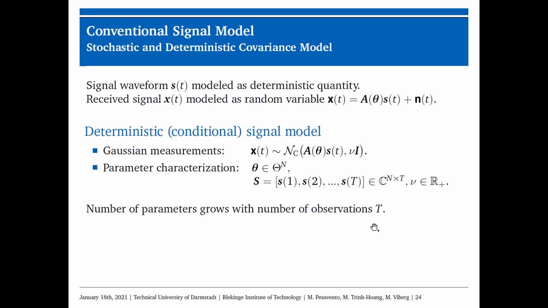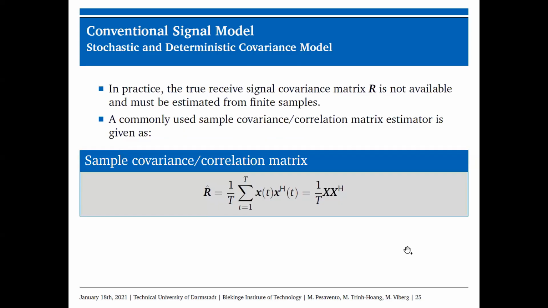So an interesting observation is that in this case, the number of parameters is proportional to the number of observations, t, because of S. This is a little bit problematic if we are interested in asymptotic properties as the number of snapshots grows large, because then also the number of parameters grows large.